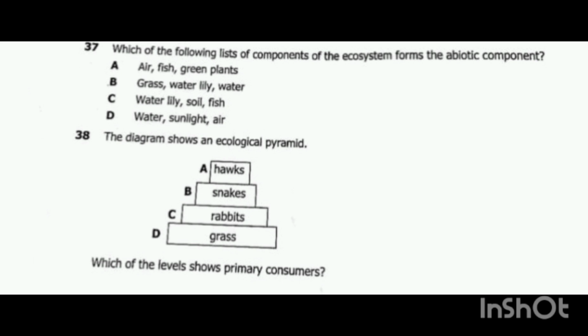Rabbits are primary consumers. Then snakes are secondary consumers, and hawks are tertiary consumers. So grass, producer; rabbits, primary consumers; snakes, secondary consumers; hawks, tertiary consumers. So the answer is C, rabbits.